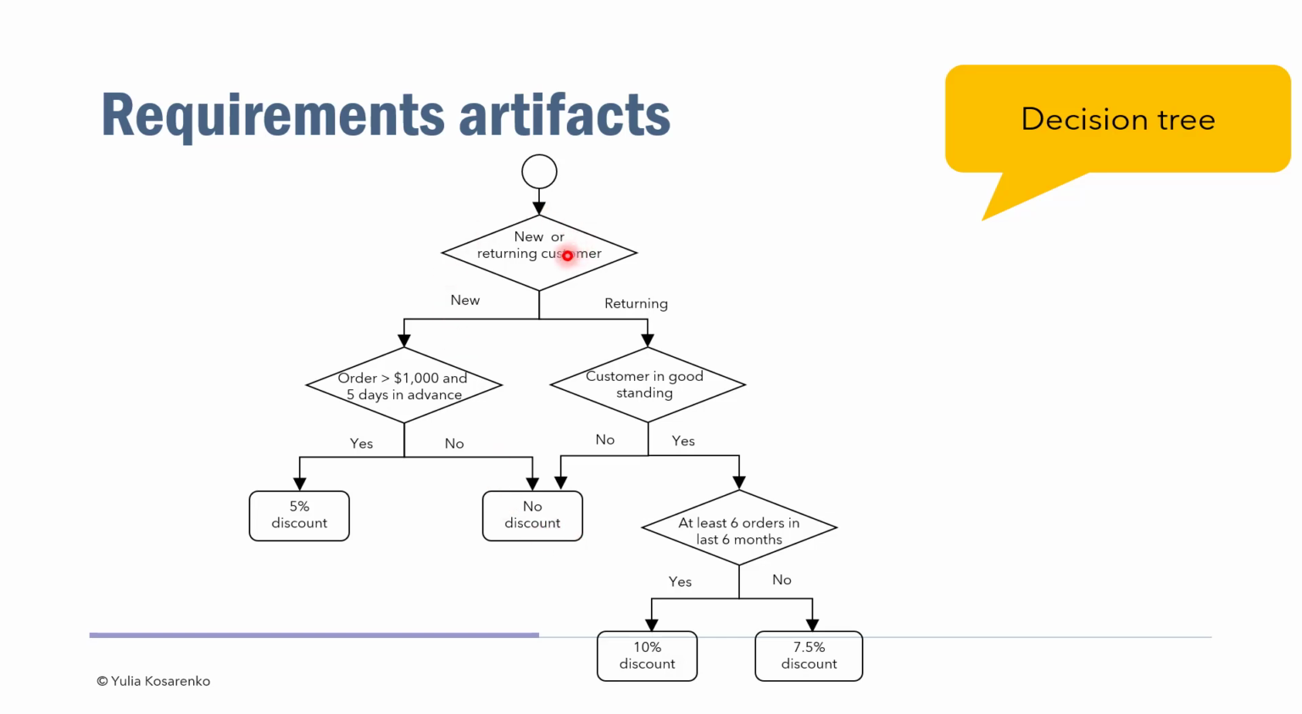So I have my customer, new or returning. I know what's the size of their order, whether they're placing their order in advance, whether the customer is in good standing. And if I were trying to use text to describe all of these rules, I may get lost, I may get confused, I may miss things. Decision trees help us to capture that logic in a structured way and in a visual way, and it will also help us to see if we're missing any conditions. So decision trees are very, very helpful.